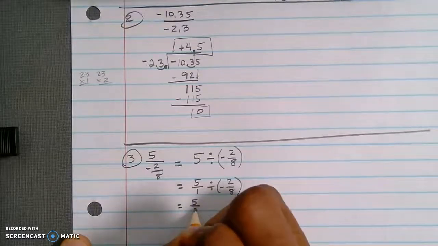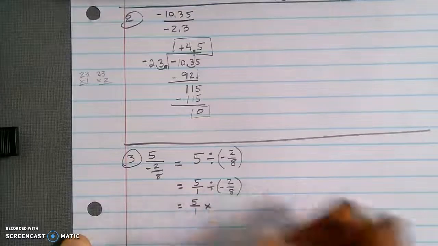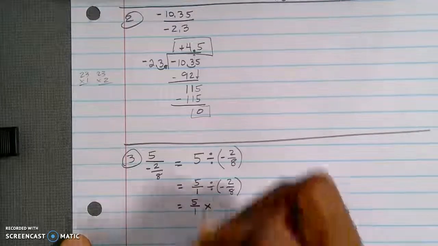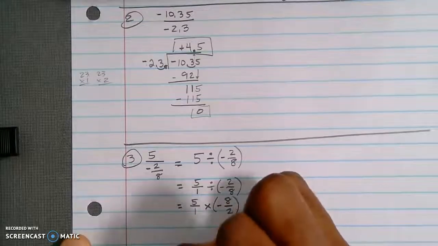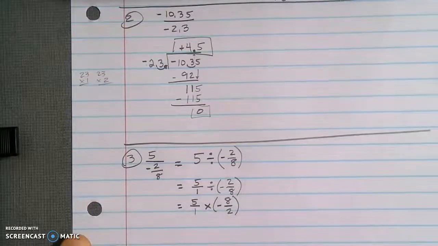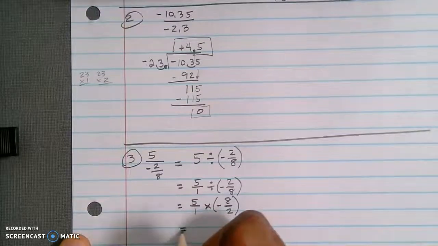So next, I'm going to use keep, change, reciprocate. That's 5 over 1. Change my operator to a multiplication sign. I'm then going to use the reciprocal of negative 2 over 8, and it'll be negative 8 over 2 at this point. I need to ask myself, are there any things that I can cross simplify? 8 and 1, any common factors besides 1? No. Any common factors between 5 and 2? No. Okay? So again, I am going to multiply across.